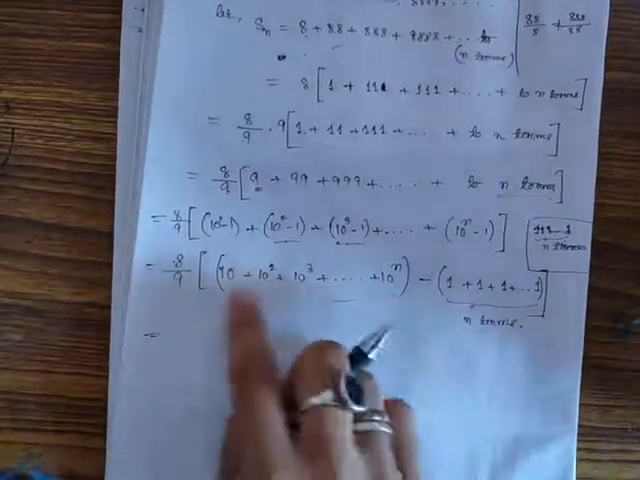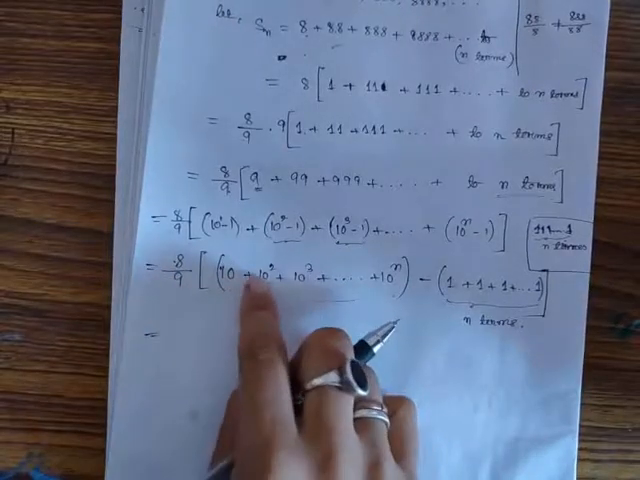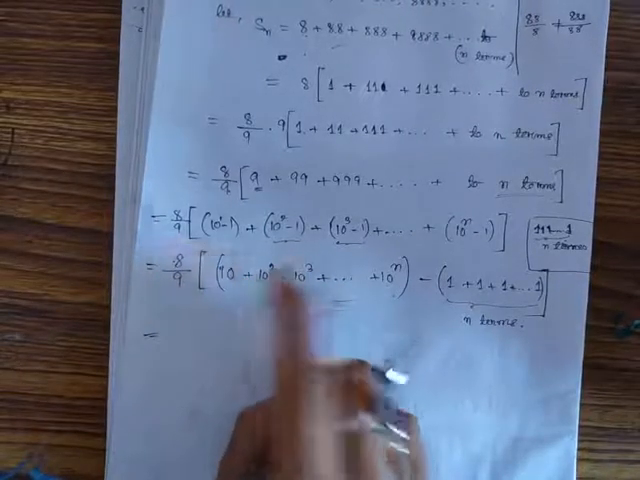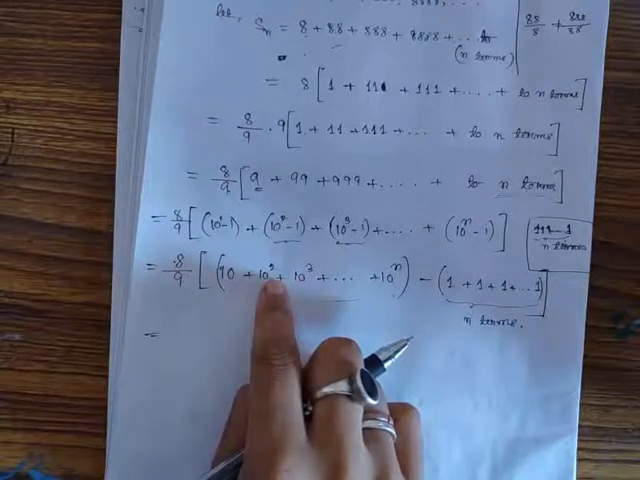This is a GP series. Why is this a GP series? Because 10 square divided by 10 is the same as 10 cube divided by 10 square.